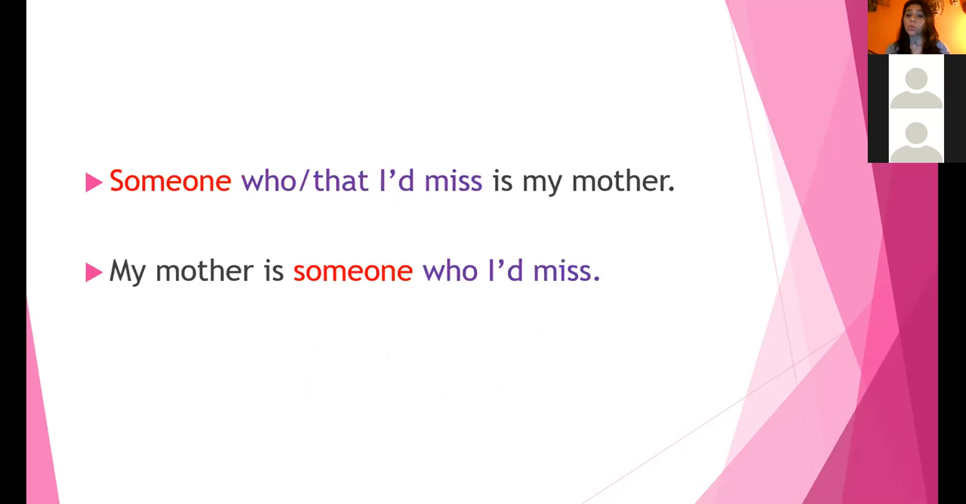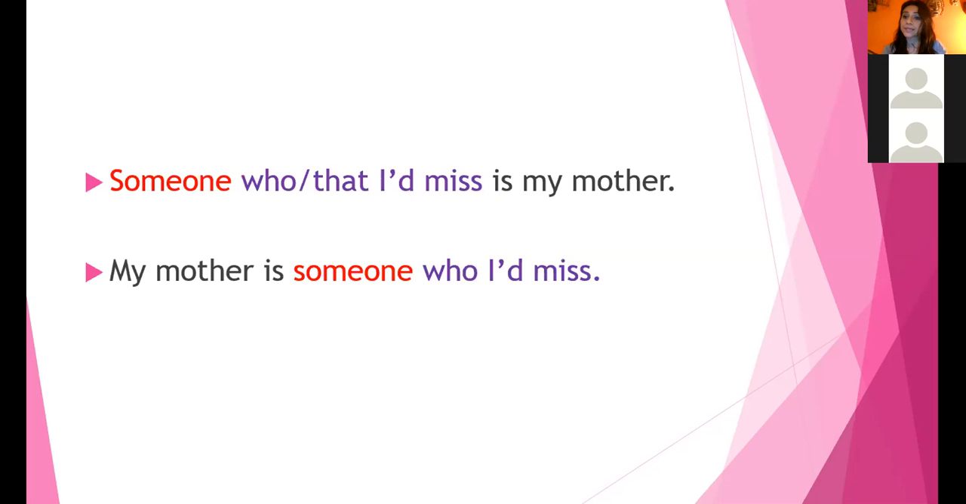Or you can say someone who, remember that we use who for people, someone who I would miss is my mother, all right? So someone who I would miss is my noun phrase acting as a subject. My mother is someone who I would miss. Someone who I would miss is my noun phrase acting as an object. Why? Because it's after the verb be.